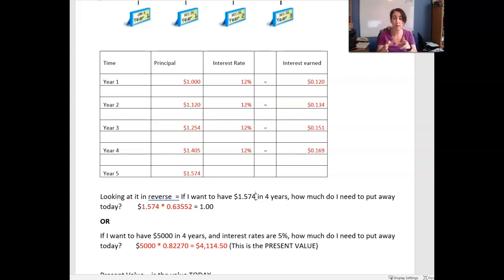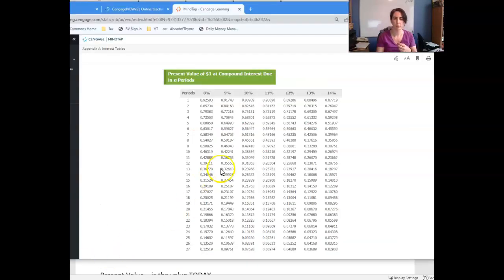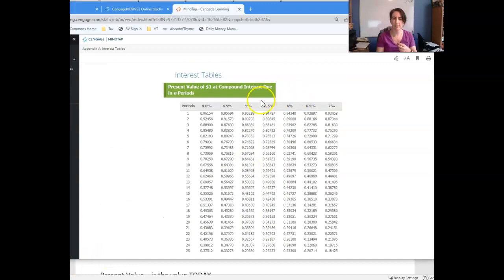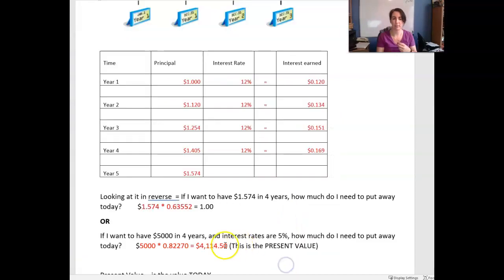5,000 is my future value. I need to know the present value, so I'm going to go to the present value tables and look at 4 years and 5%. So back to this table, because we've got 5% over here, and 4 years. The factor is 0.8227. So 5,000 times 0.8227 is $4,114.50. I would need to put away $4,114.50 wherever you're investing at a rate of 5%.